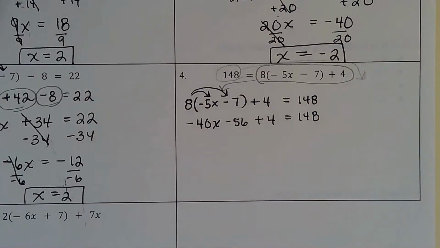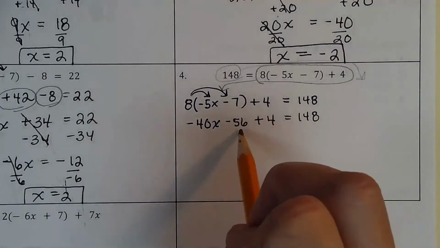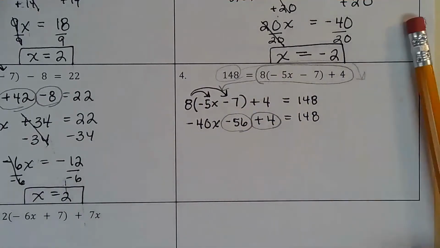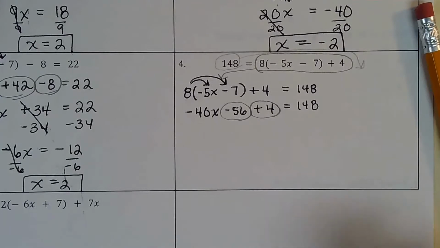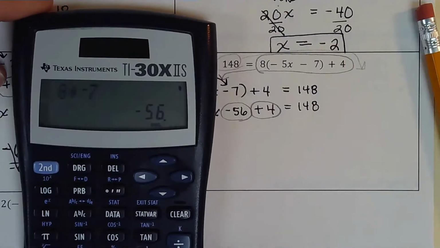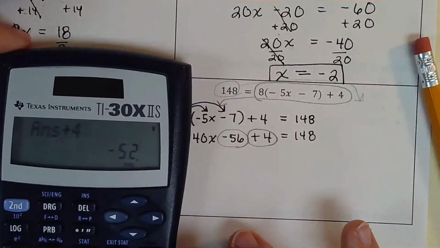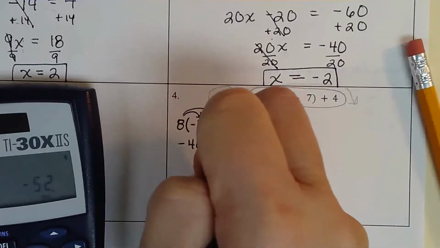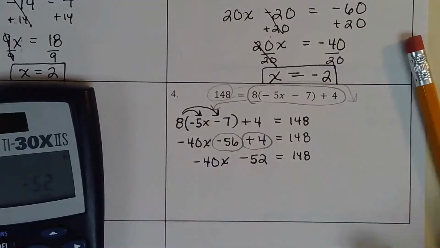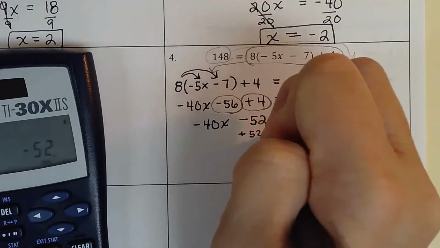Now time to combine like terms. Over here, we have 3 terms. We only have 1 term with a variable, so we're going to combine these 2 terms, okay? Negative 56 and a positive 4, just negative 56 plus 4. You can use your calculator for that. Notice I already have negative 56 in there, so I can just hit plus 4. And I get negative 52. So we have negative 40x, a negative 52 equals 148. Now to get rid of this negative 52 or minus 52 by adding 52.